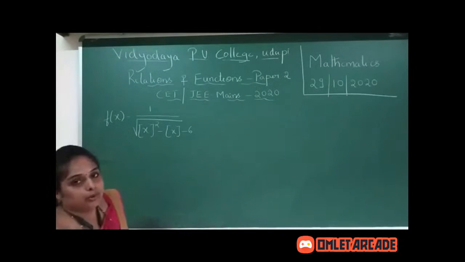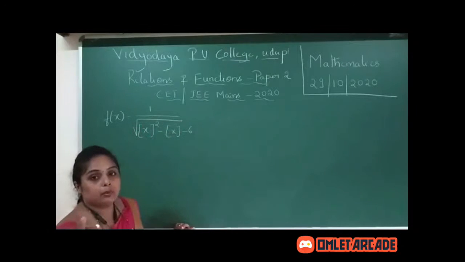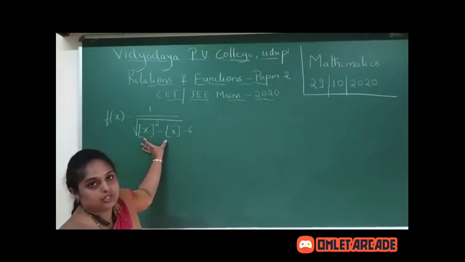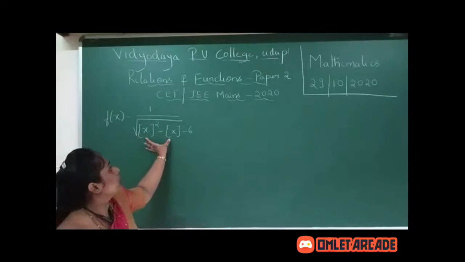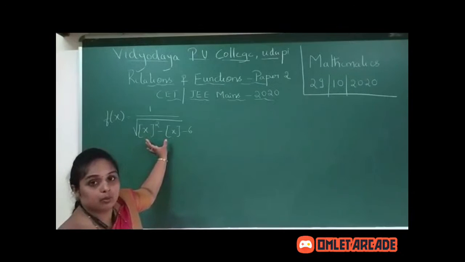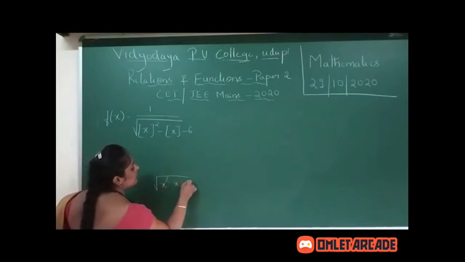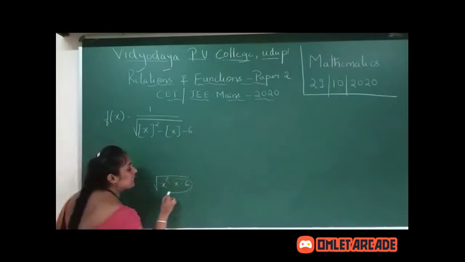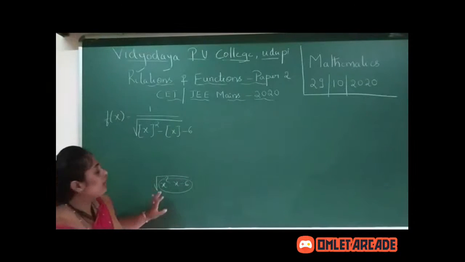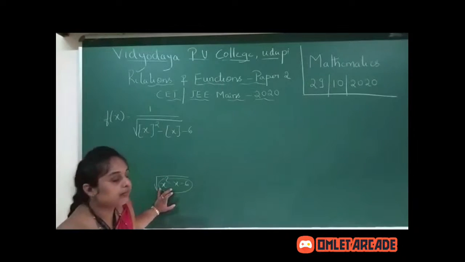So what I have to avoid here is this: in the denominator I have a square root, and inside it I have one equation. This equation should not be negative. It can be equal to 0, like x square minus x minus 6, this can be equal to 0, but it should not be negative. If it is negative, the square root of a negative is not defined.